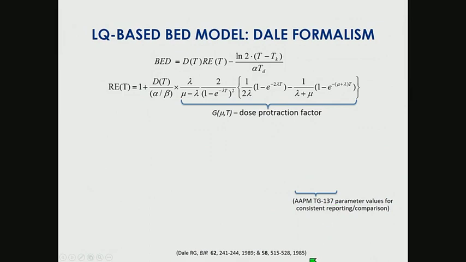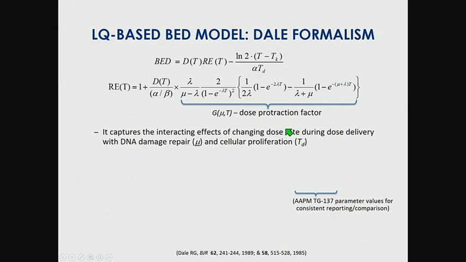So the application of LQ formalism to brachytherapy really took off after the late 1980s, when Professor Roger Dale worked out an analytical formalism for this dose projection factor. So with this relatively simple closed form, this model captures the interacting effects of dose delivery, the decreasing dose rate characterized by the decay constant, the cell DNA damage repair, and also the cell proliferation during the treatment.